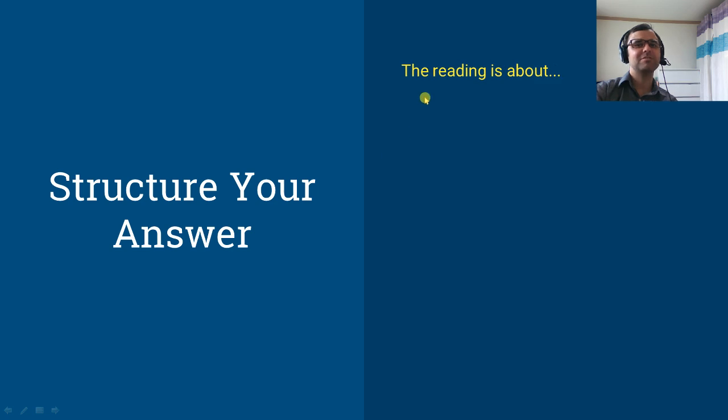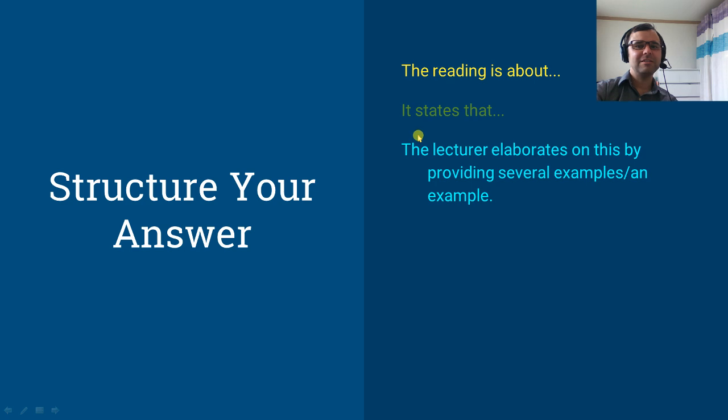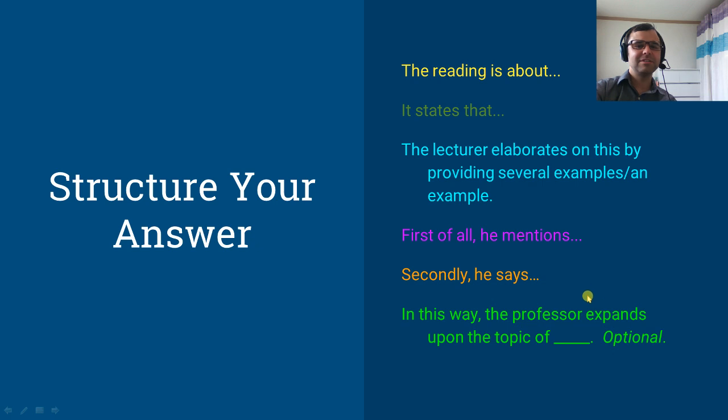Well, it starts with this. The reading is about. It states that. The lecturer elaborates on this by providing several examples or an example. First of all, he mentions. Secondly, he says. In this way, the professor expands upon the topic of. This last one is optional. Use this if you have time to kill at the end, but realize that the last part isn't very important.